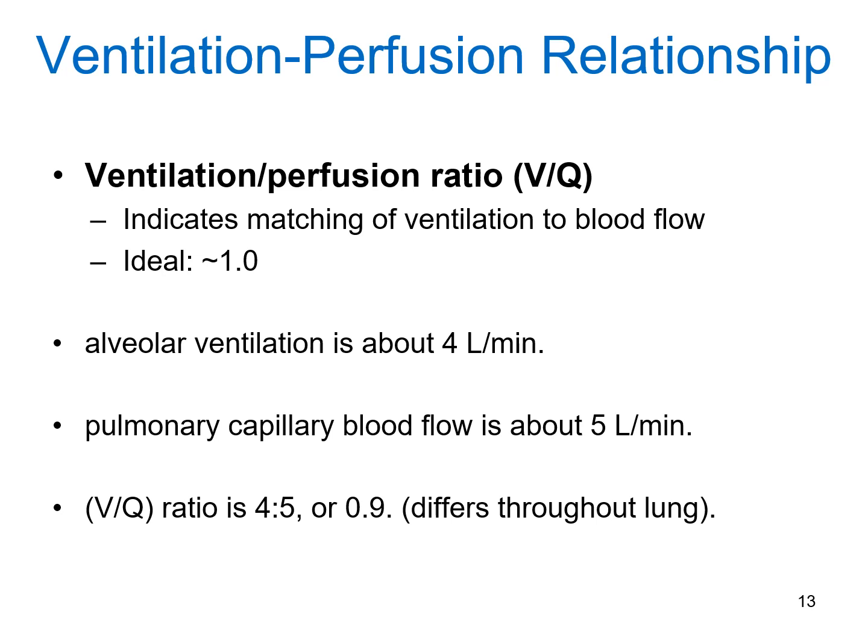Typically, on average, alveolar ventilation is around 4 litres per minute. So normal pulmonary capillary blood flow is around 5 litres per minute. So this would result in a VQ ratio of 4 to 5 or 0.9. So pretty close to that ideal of 1. However, this ratio does differ throughout the lung, though. It's not the same consistently throughout the different portions of the lung.